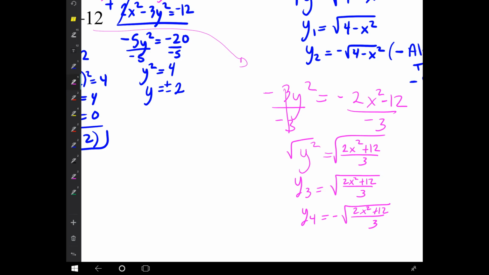Now I can graph it in my calculator. So I press graph. Here comes my hyperbola. Notice you've got that coming up there. And my other hyperbola piece.